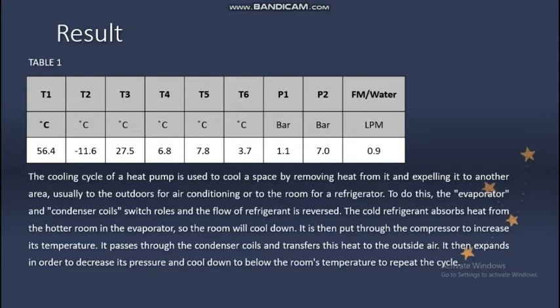It is then put through the compressor to increase its temperature. It passes through the condenser coil and transfers this heat to the outside air. It then expands in order to decrease its pressure and cool down below the room temperature to repeat the cycle.